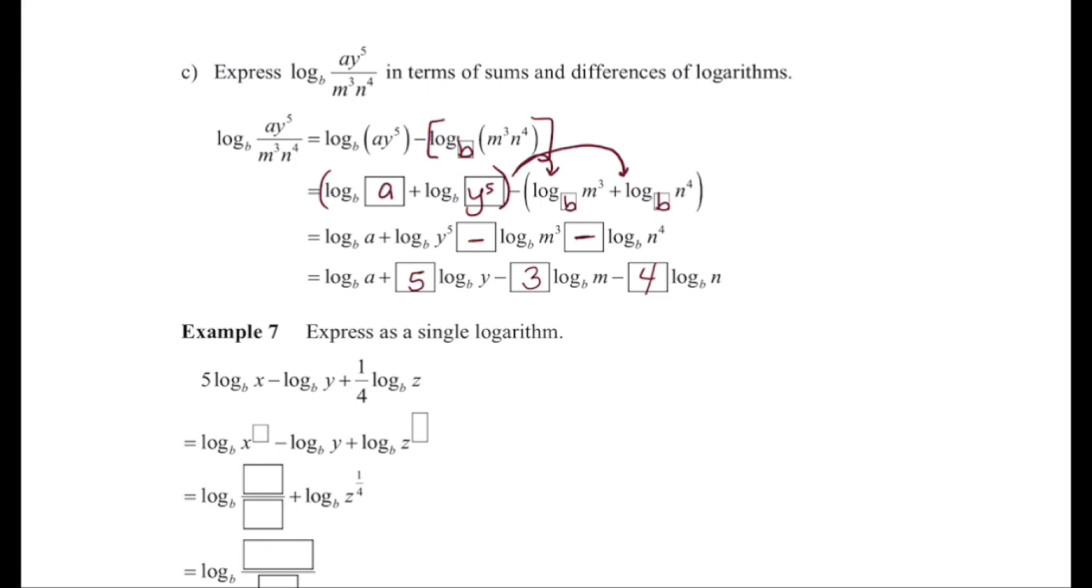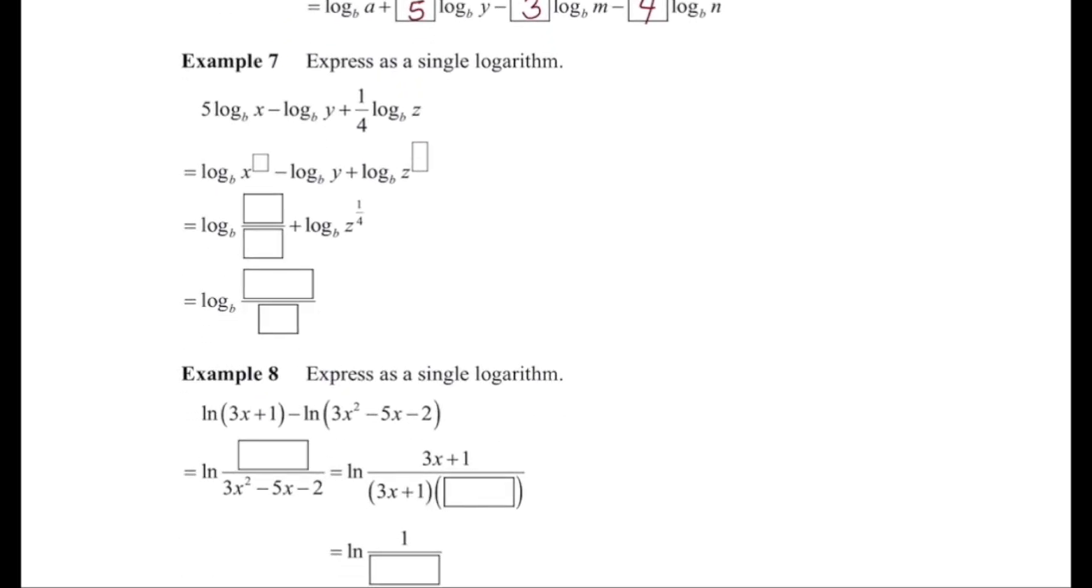Let's say we're given a huge long logarithm, and let's simplify into a single logarithm. Just like the last thing I do is use the power rule, I'm going to use the power rule to put those exponents back where they belong. So I'm going to put this 5 back with the x and this 1/4 back with z. So I have log base b of x to the 5th minus log base b of y plus log base b of z to the 1/4.